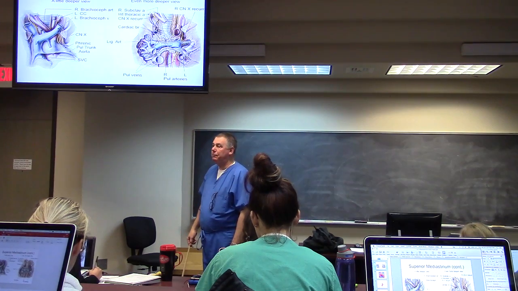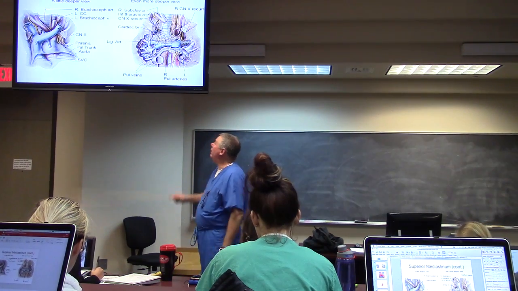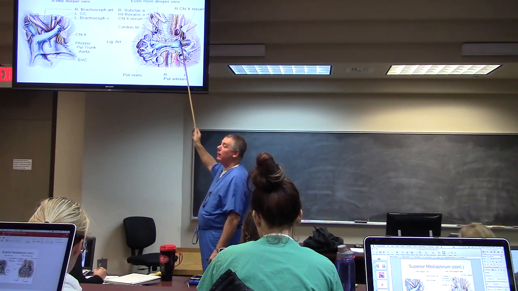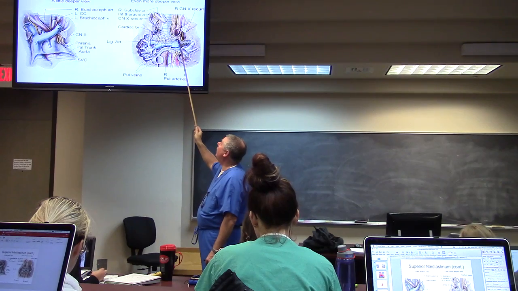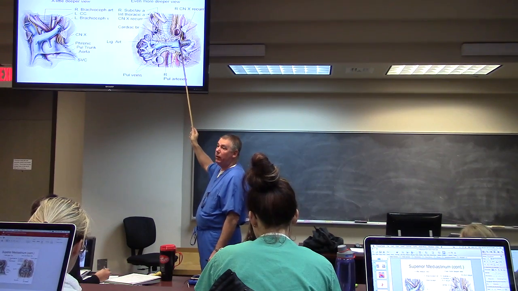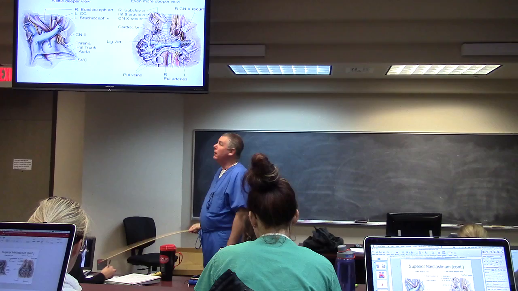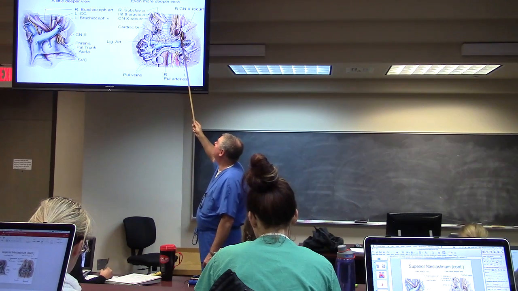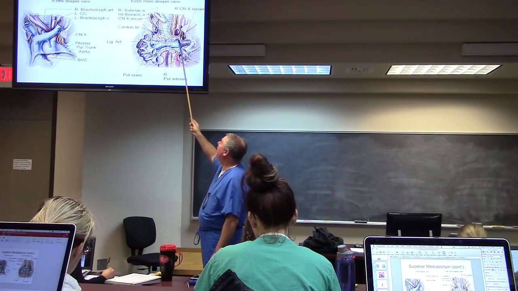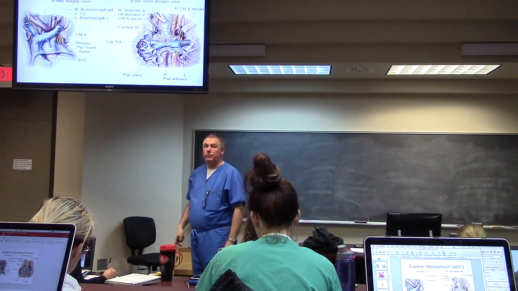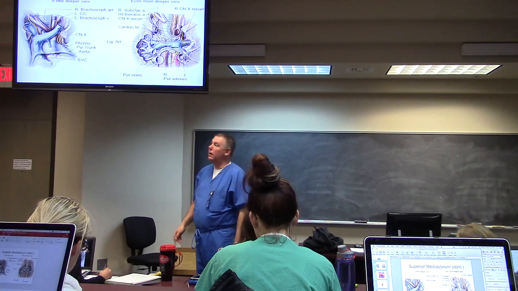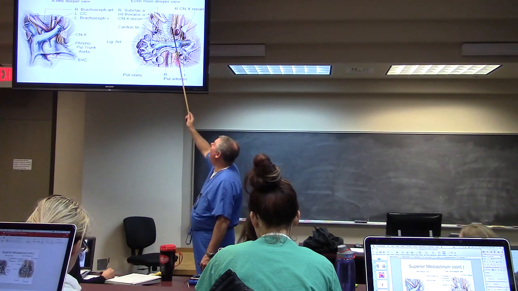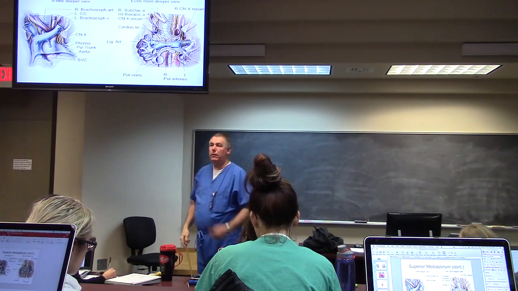A PDA. That's your landmark for finding the left recurrent laryngeal nerve. It goes up under the ligamentum arteriosum. Very easy to find. You follow the vagus down, and you'll see that branch headed under that ligamentum arteriosum. The recurrent laryngeal is headed back up to go to the larynx, right?